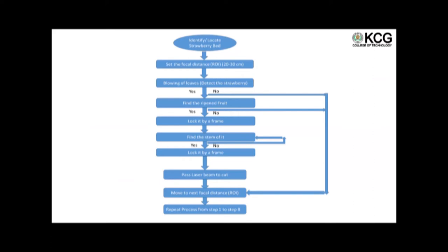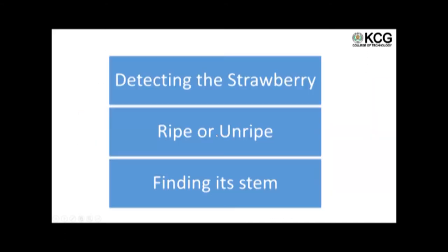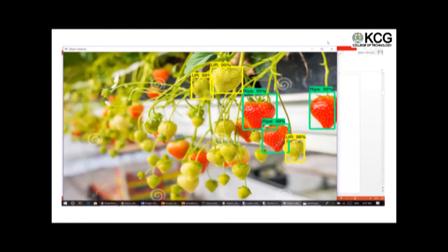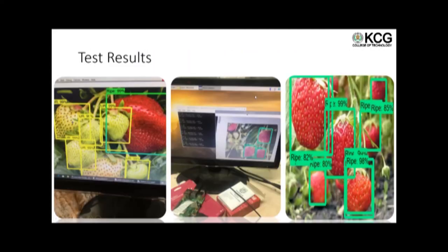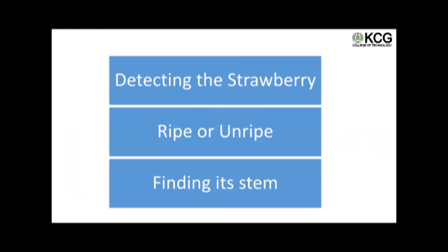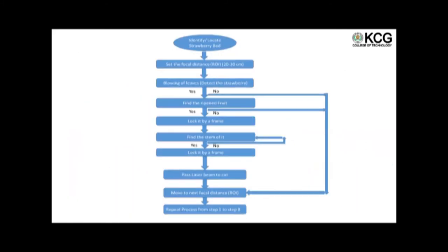After we lock it by a frame, we need to extract the coordinates of the stem, like here. If you find the stem over here, okay, we need to find the XYZ coordinates and pass those coordinates to the laser machine so that the laser machine can shoot in that particular path. Okay, so you can see pass laser beam to the cut. After the laser machine has been passed to the particular stem, the fruits will be safely collected in a basket.